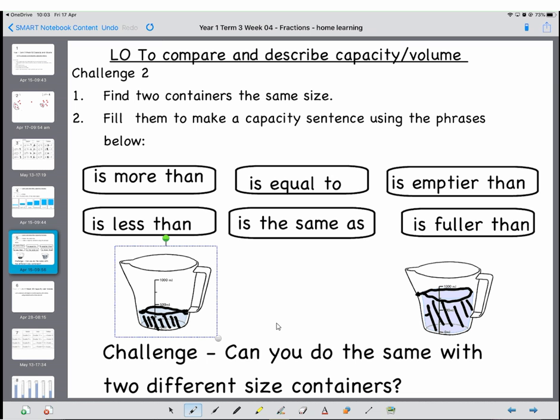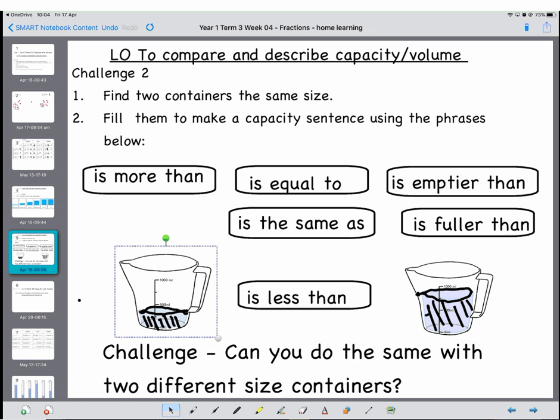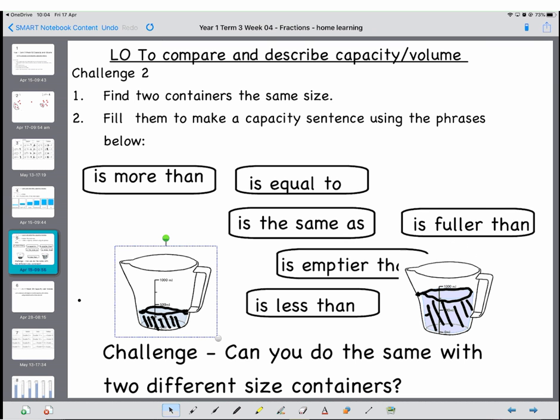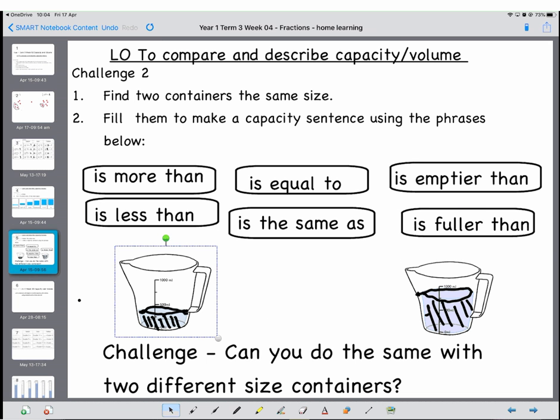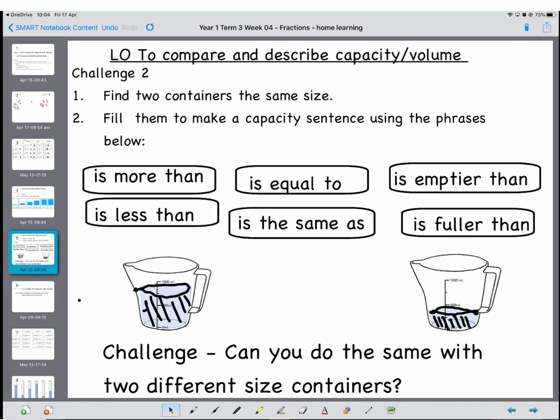Okay, year one, so which one's got the least? This one's got the least, hasn't it? So this then is less than this one. Is there another phrase we could use there? Brilliant, year one. You could have also used is emptier than. Now I'm going to put those back. I'm going to swap these two around. Okay, so now they're the opposite way round. What phrase could you use there?